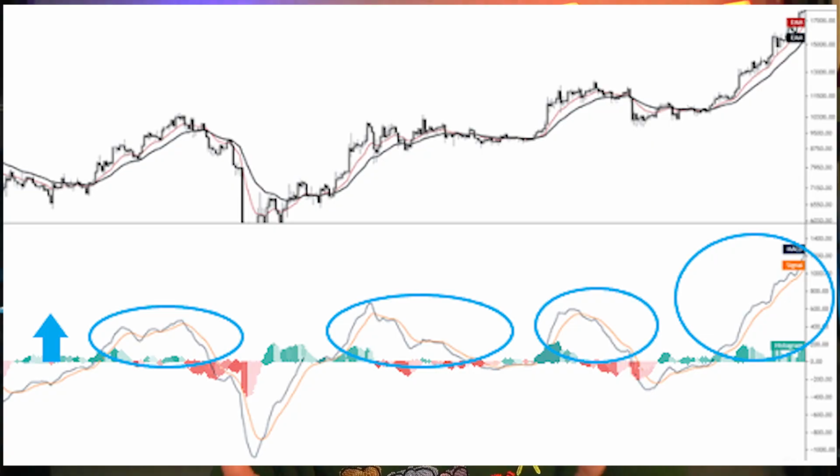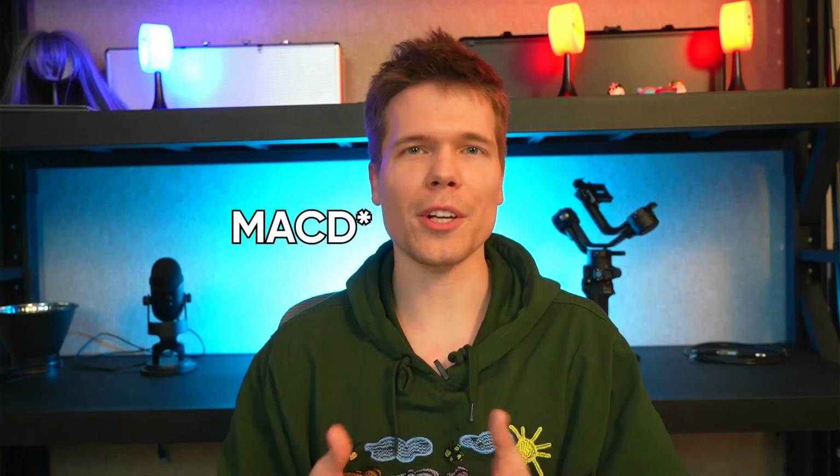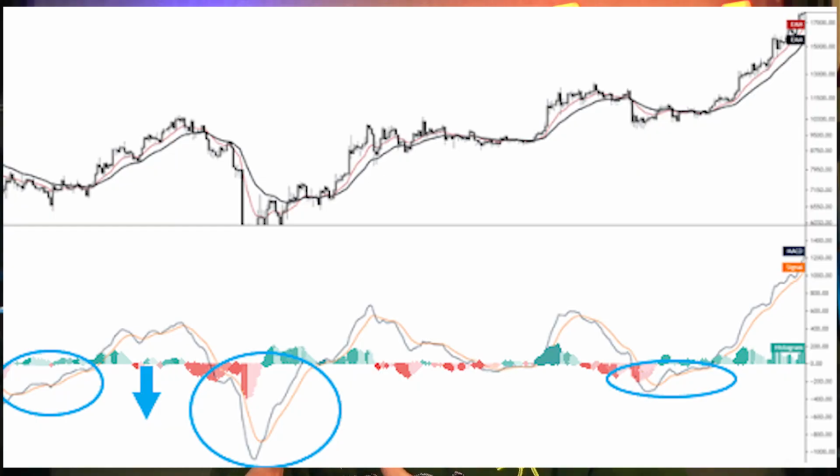Its first use is it can give us a general direction of the crypto market. In this way, it's very simple to use. If the market is overall bullish, then the MACD is going to spend most of its time above the 0 line. Whereas if the market is bearish, trending downwards, then the MACD is going to spend most of its time below the 0 line.